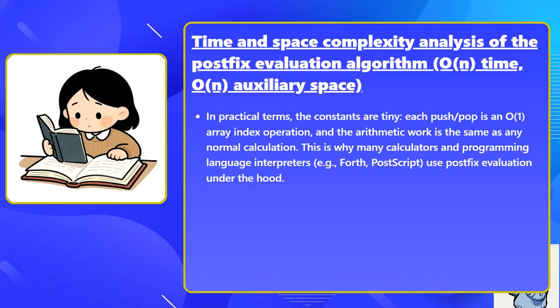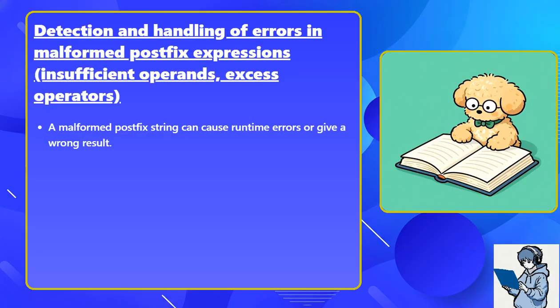In practical terms, the constants are tiny. Each push and pop is a big O of one array index operation, and the arithmetic work is the same as any normal calculation. This is why many calculators and programming language interpreters, for example Forth and PostScript, use postfix evaluation under the hood. A malformed postfix string can cause runtime errors or give a wrong result.